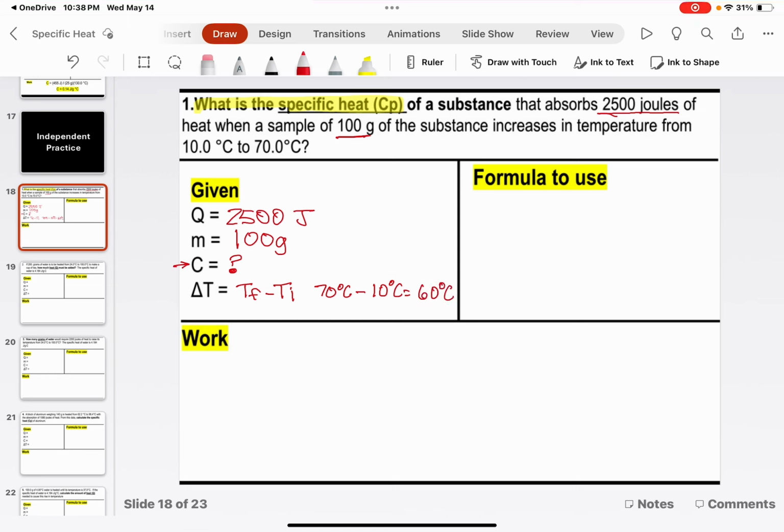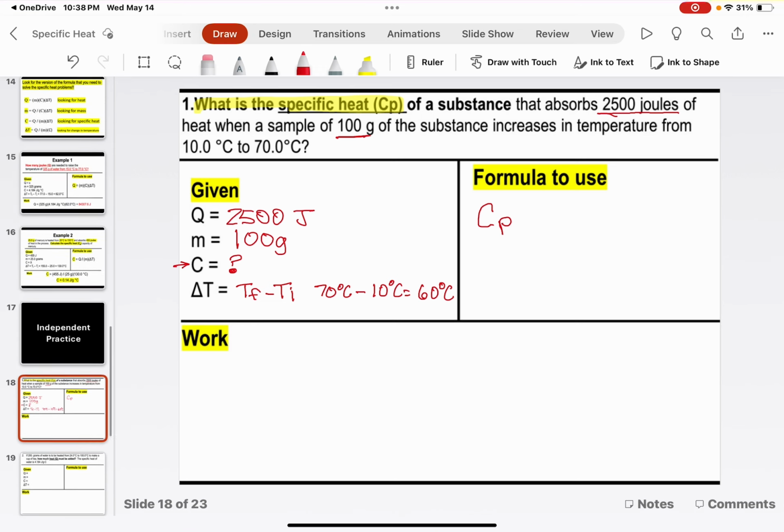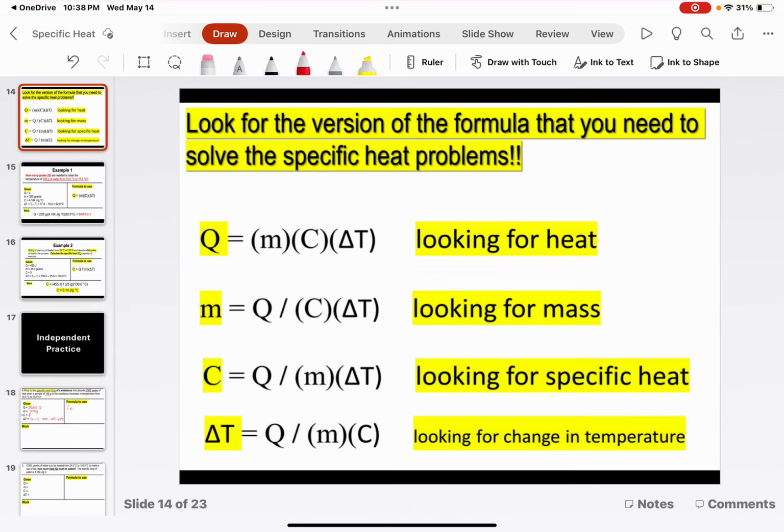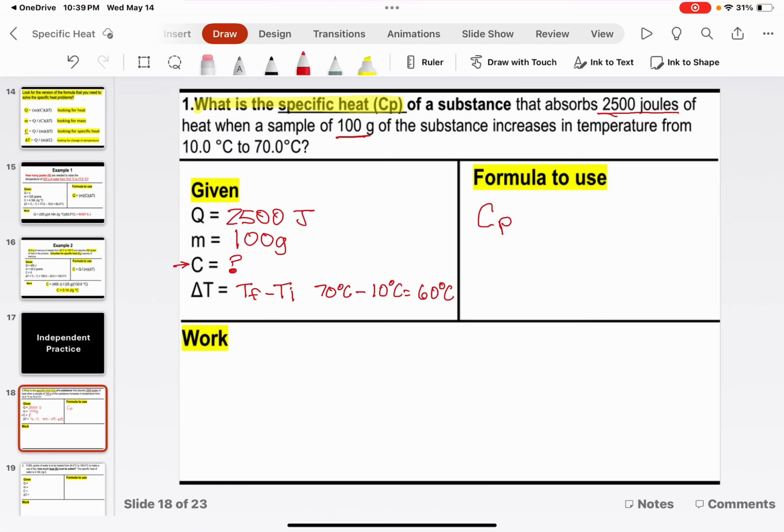Okay, so now that I have that, I'm going to select the formula that is for specific heat. Going back to that slide on the manipulated formulas, we're going to use the one for specific heat, which is this one, and it's going to be Q over M times delta T.